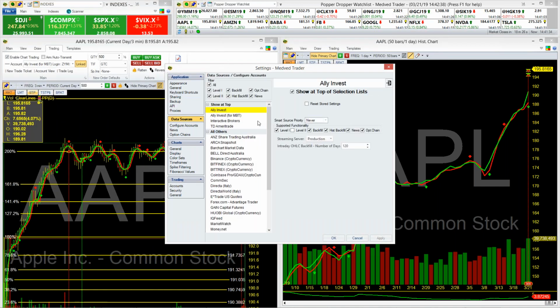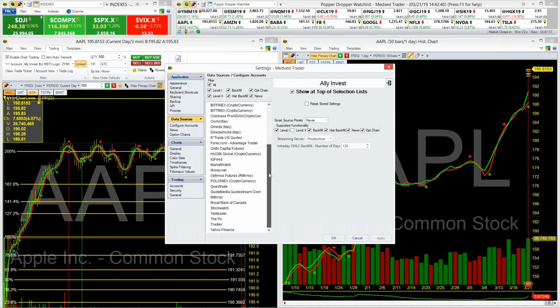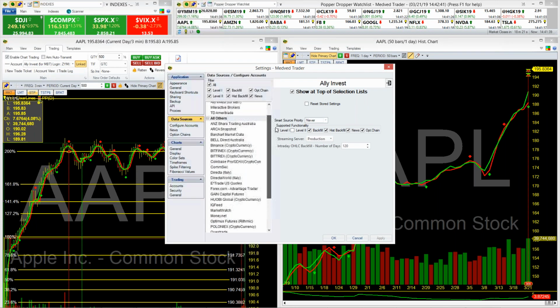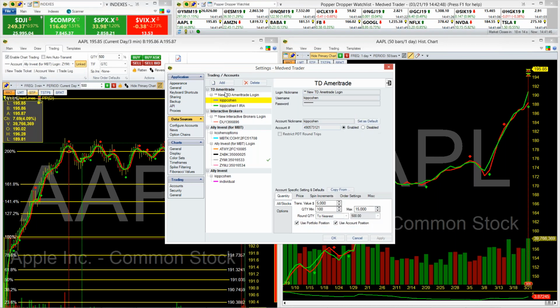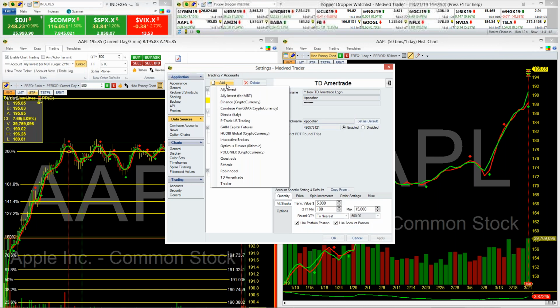There's data sources. These are places that you can get quotes from, and then you can trade from a number of different accounts, any of these accounts that you see listed. So you can trade from TD Ameritrade and get quotes from Ally, or you can trade from Ally and get quotes from TD. It doesn't really matter. Quotes, you typically want to use one source.